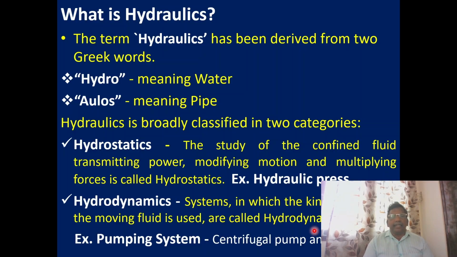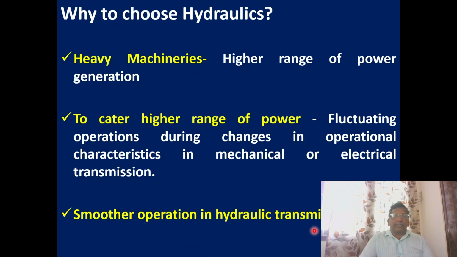The second one is hydrodynamics. Systems in which the kinetic energy of the moving fluid is used are called hydrodynamic systems. For example, in all our houses and industries, you can see centrifugal pumps or reciprocating, non-positive displacement pumps. We call them pumping systems. So, a centrifugal pump with a pipeline comes under hydrodynamics. These are the different categories in hydraulics.